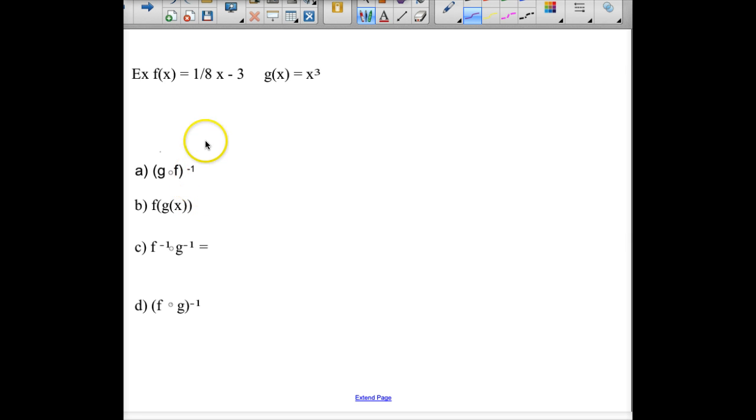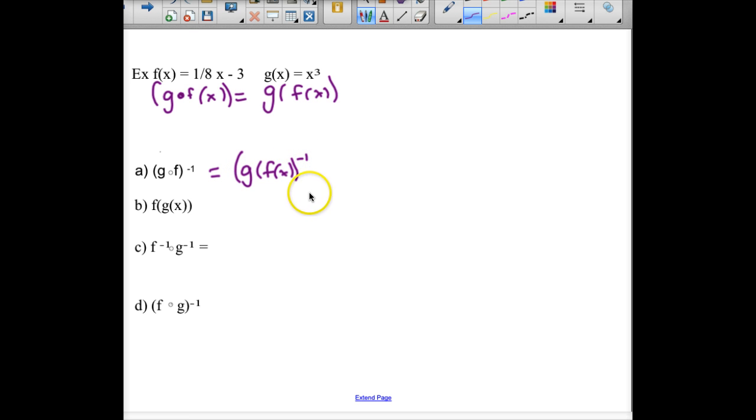Last example, I promise. f of x equals 1/8 x minus 3, and g of x is x to the third. Let's talk about how to do composite functions with inverses. Remember, there are two different ways to notate composite functions. You could do g o f of x, and that means that you're going to take g of x as the outside function and put f of x into it. So if we're doing this, what that means is we want to do the function f inside of g, and then that whole function we're going to do the inverse of it.